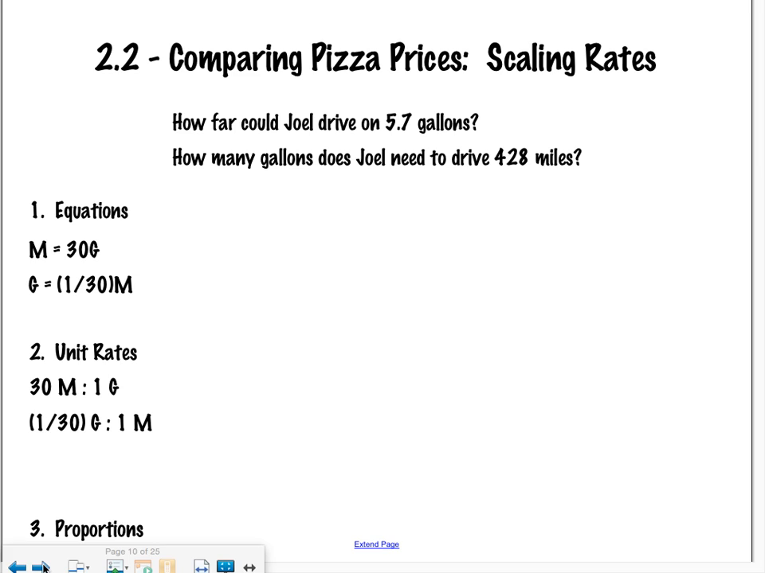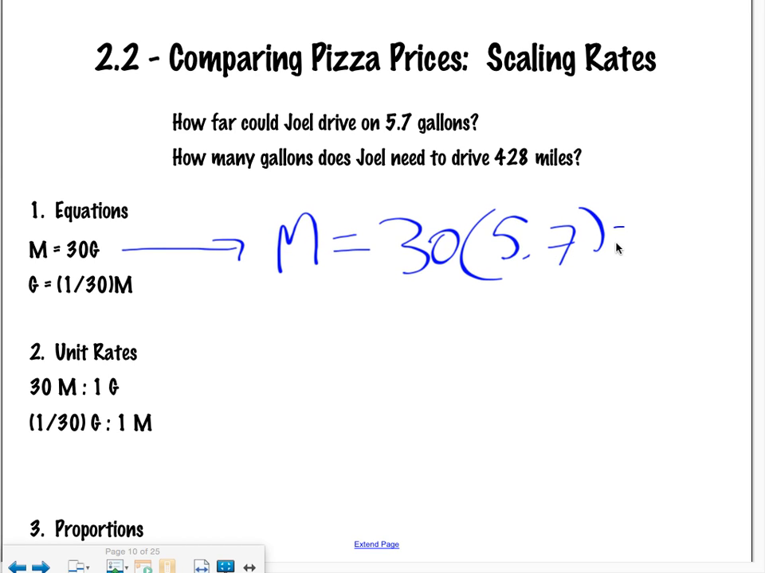All right, so moving on, once you have your equations and your unit rates, you can use them to answer questions. So how far could Joel drive on 5.7 gallons? Well, if miles equals 30 times gallons, we can just plug that right into the equation. So miles equals 30 times G, which is 5.7 in this case, and you get 171 miles. So that's how far he could drive if he had 5.7 gallons of gas.